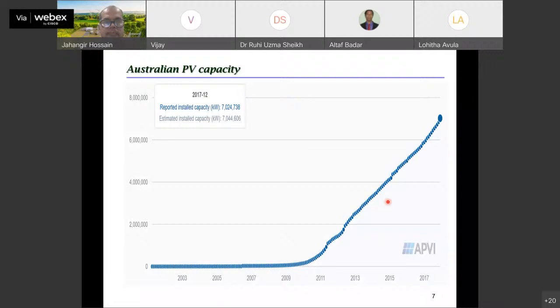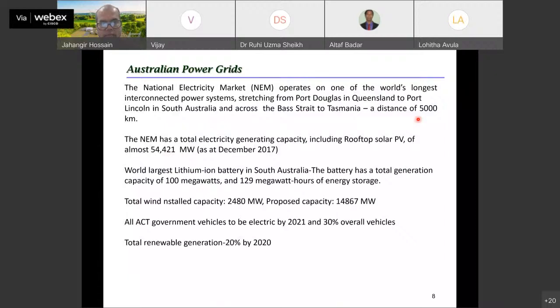As I already mentioned, PV capacity is going up exponentially, and not only PV but wind as well. As you know, when we have large-scale PV and wind, it creates a number of issues for the grid, and microgrid could be a potential technology that can solve some of the issues introduced by photovoltaic systems and wind turbines.